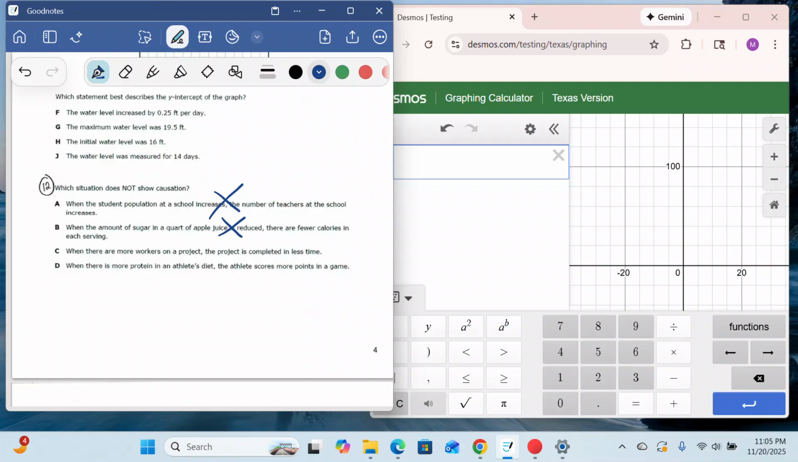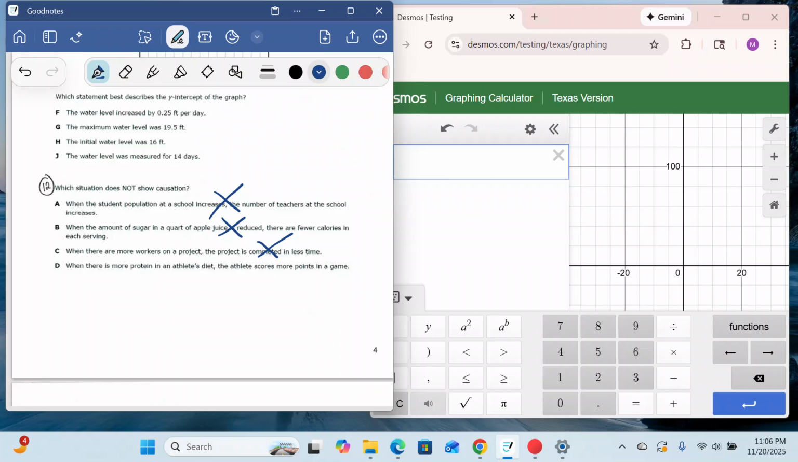When there are more workers on a project, the project is completed in less time. Of course, if you have 100 workers, it's going to be completed in less time. This is a cause and effect. If you have more workers, then of course, the more you have, the less time the project is going to take to complete. So that is false. It's a cause and effect.